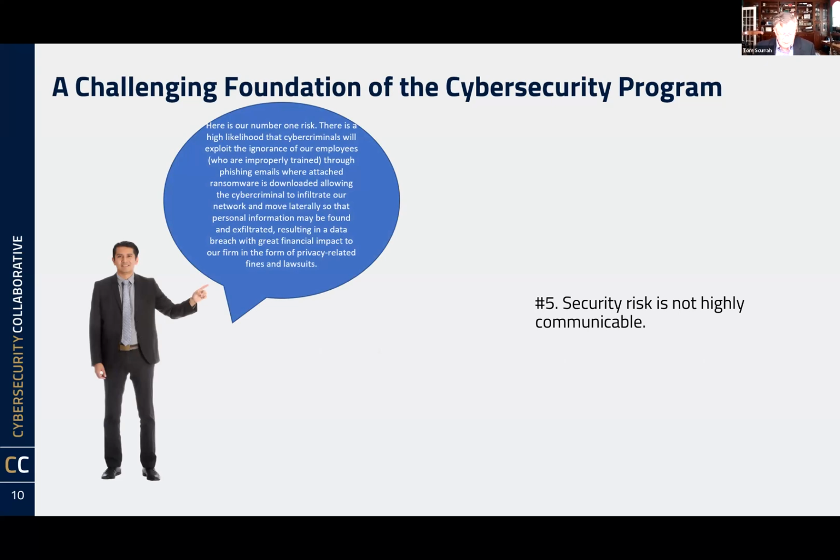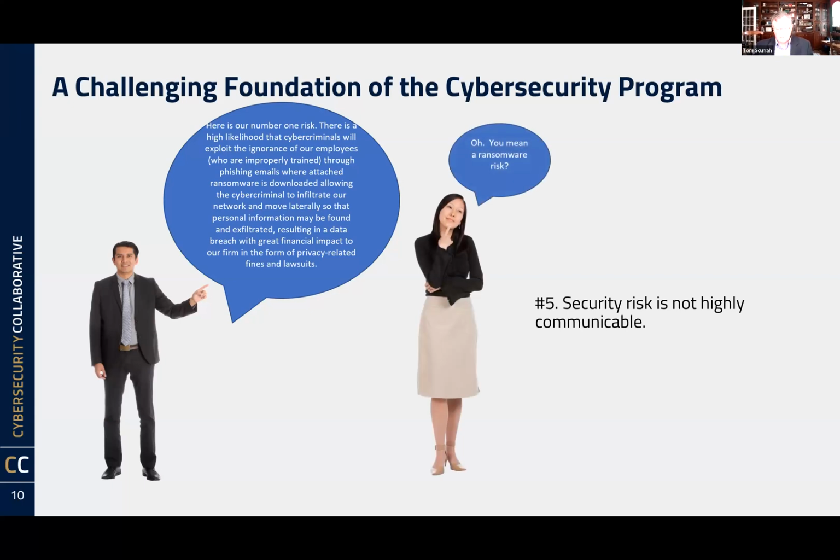Here is our number one risk. There is a high likelihood that cyber criminals will exploit the ignorance of our employees who are improperly trained through phishing emails where attached ransomware is downloaded, allowing the cyber criminal to infiltrate our network so that personal information may be found and exfiltrated, resulting in a data breach with great financial impact to our firm in the form of privacy-related fines and lawsuits. And of course, some will say, oh, you mean a ransomware risk? And no, ransomware is a method and only one component of a risk. Shall I recite our 9 other risks? So the challenge is the security risk assessment has all these components and they're expected to be dealt with properly when you're doing it. When you communicate it, however, it's a different challenge.